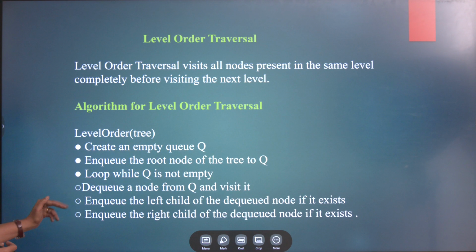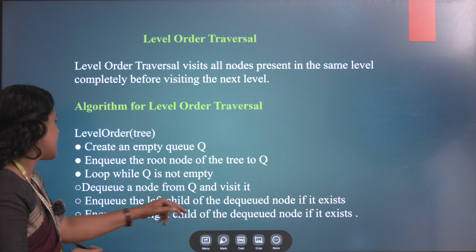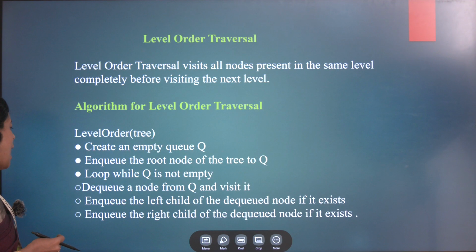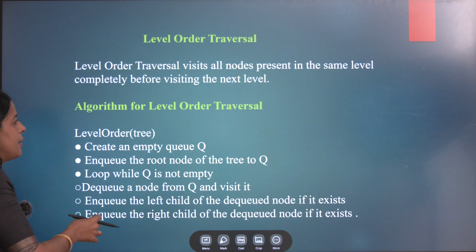We remove a node from the queue and visit it. Enqueue the left child of the dequeued node if it exists, and the last step is to enqueue the right child of the dequeued node if it exists. Likewise the algorithm will continue.